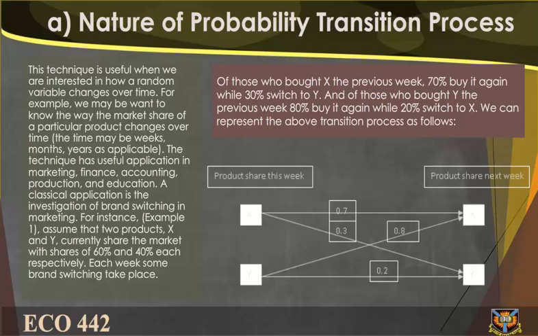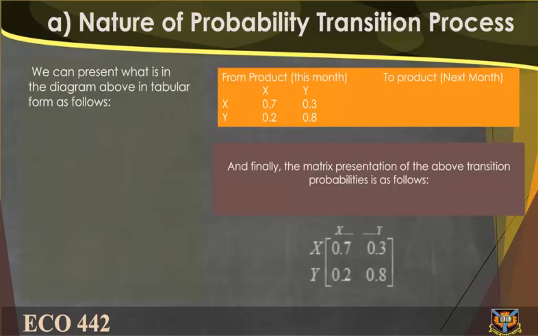For instance, example 1. Assume that two products X and Y currently share the market with shares of 60% and 40% respectively. Each week, some brand switching takes place. Of those who bought X the previous week, 70% buy it again, while 30% switch to Y. And of those who bought Y the previous week, 80% buy it again, while 20% switch to X. We can represent the above transition process as follows. We can present what is in the diagram above in tabular form as follows. And finally, the matrix presentation of the above transition probabilities is as follows.